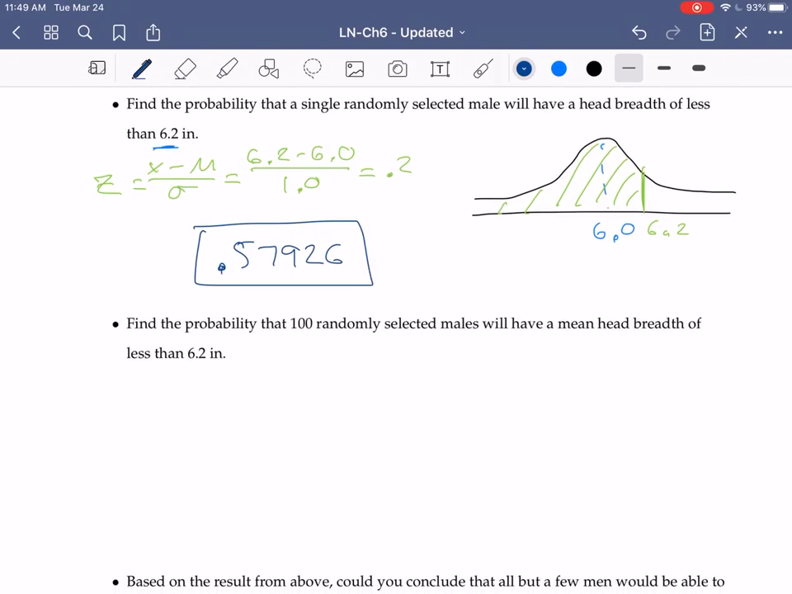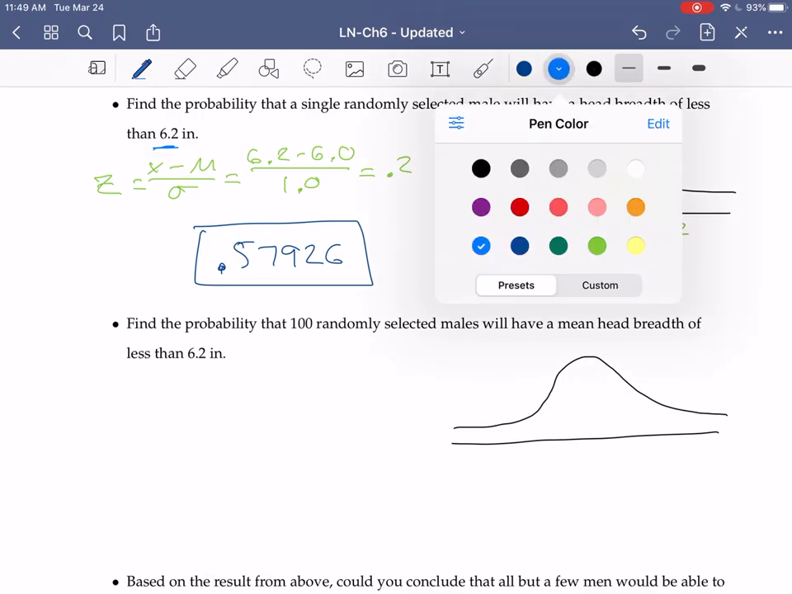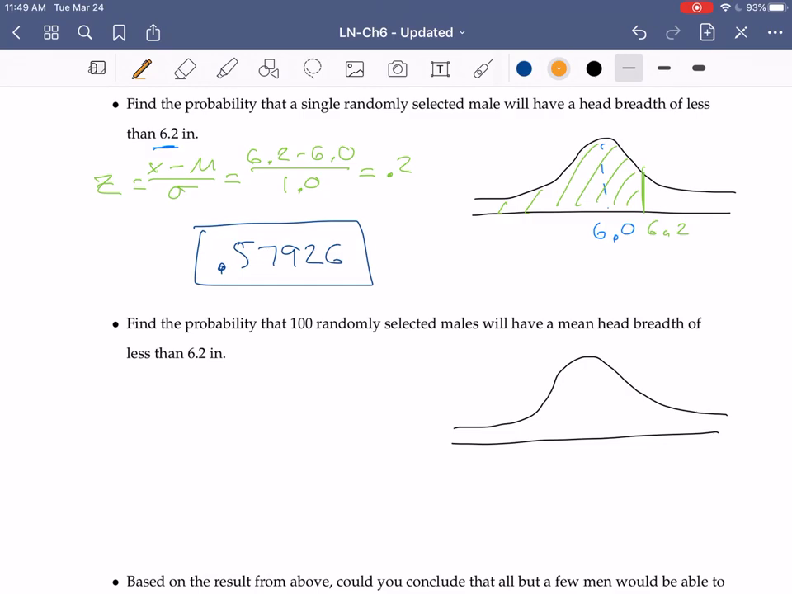Right, the second part of that says, let's imagine we don't select a single individual, but now let's say we are selecting 100 randomly selected individuals. Now we want to know what is the probability that that group of 100 randomly selected individuals will have a mean head breadth less than 6.2. Right? So we're no longer talking about choosing an individual, we're choosing a group of people. And so this is where our central limit theorem applies.